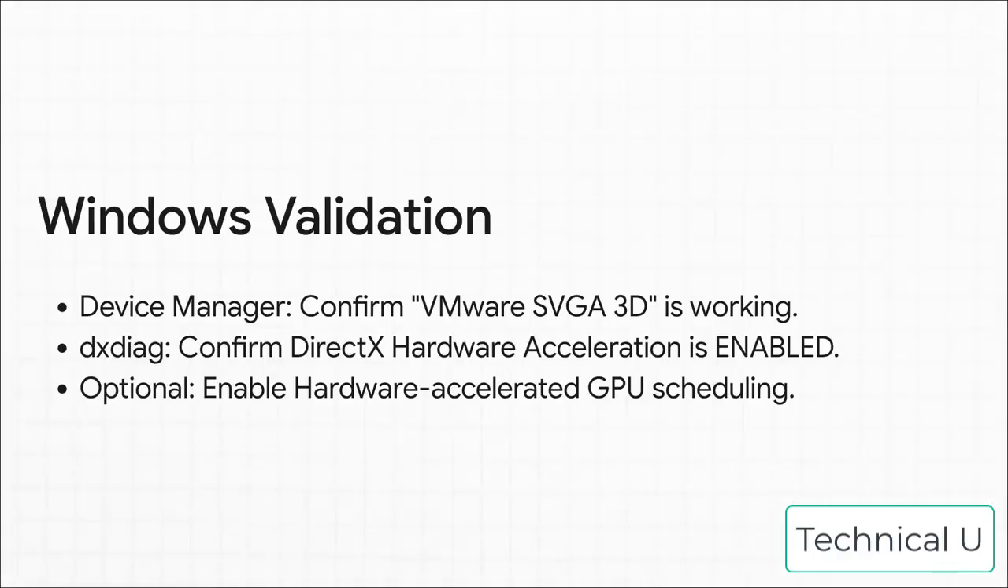Okay, so the change is made in ESXi. Now we just need to double check that it actually took effect inside of Windows. Once you're logged in, there are 2 super quick checks. First, open up your device manager. Under the display adapters, you should now see VMware SVGA 3D. That's a great sign. Second, run the DirectX diagnostic tool. Just type dxdiag in the run box and hit enter. On the display tab, it should clearly state that hardware acceleration is enabled. If you see that, congratulations, you're officially using that virtual GPU.